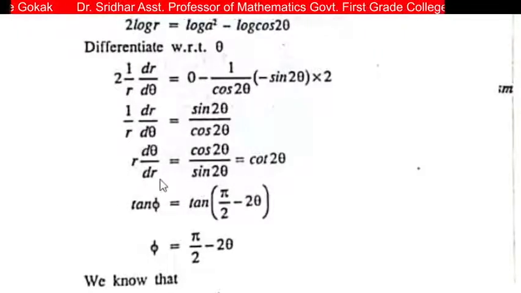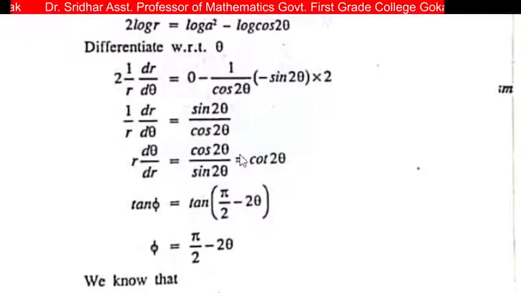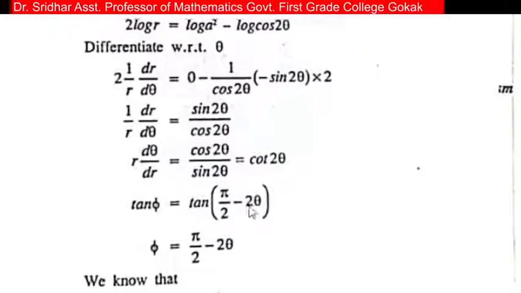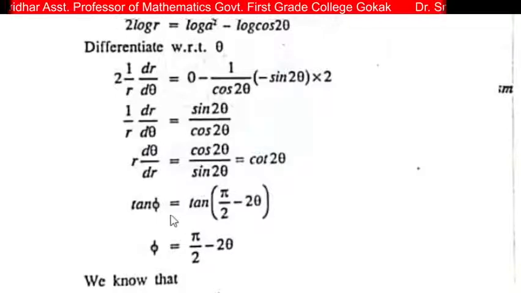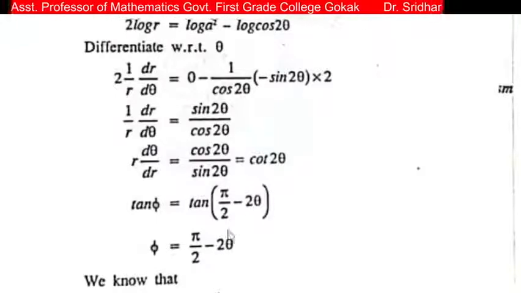Now this is nothing but tan φ, which is tan of this. cot 2θ can be written as tan of π by 2 minus 2θ. So both sides tan will get cancelled. φ is equal to π by 2 minus 2θ.